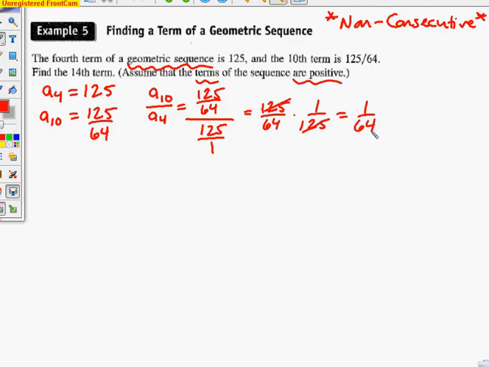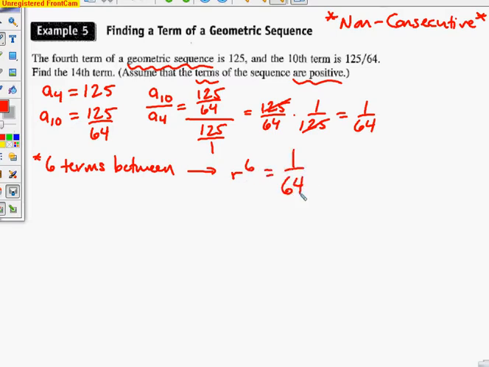Now, what does this represent? Well, we have to look at these two terms and say how many terms are between them. Between 4 and 10, there are 6 terms. So 6 terms between. So what that means is this 1 over 64 is r to the 6th power. So r to the 6th equals 1 over 64.